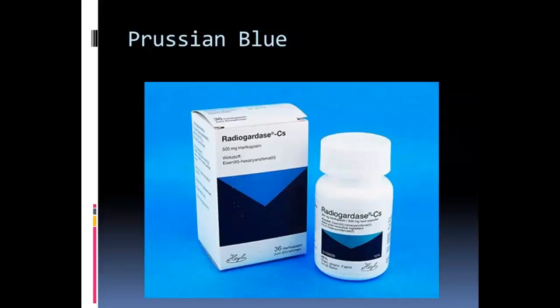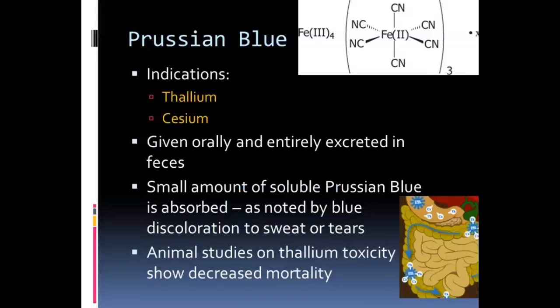All right, Prussian blue is a unique chelating agent in that it is a gastrointestinal chelating agent, much like activated charcoal is. Although obviously activated charcoal isn't actually a chelator, but it does adsorb and bind to substances. Prussian blue is given orally and generally travels through the GI tract, binding to the two things it's indicated for, thallium and cesium. No, there's a very small amount that is absorbed because if you give enough Prussian blue to people, they will get some blue discoloration of their tears and things like that. So clearly some is being absorbed, but the vast majority is just traveling through the GI tract.